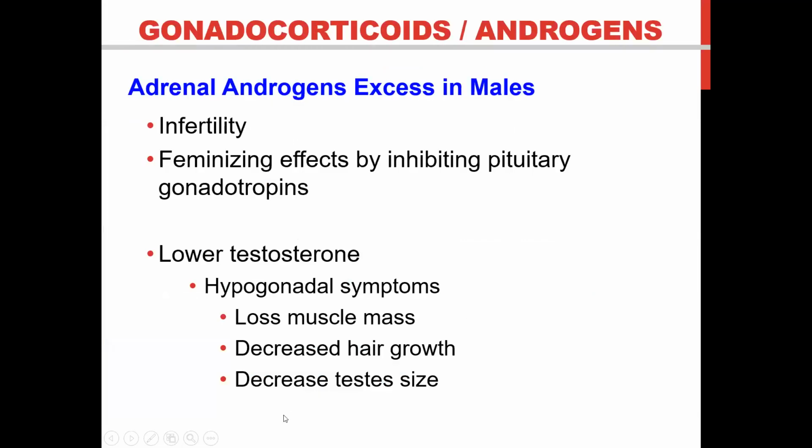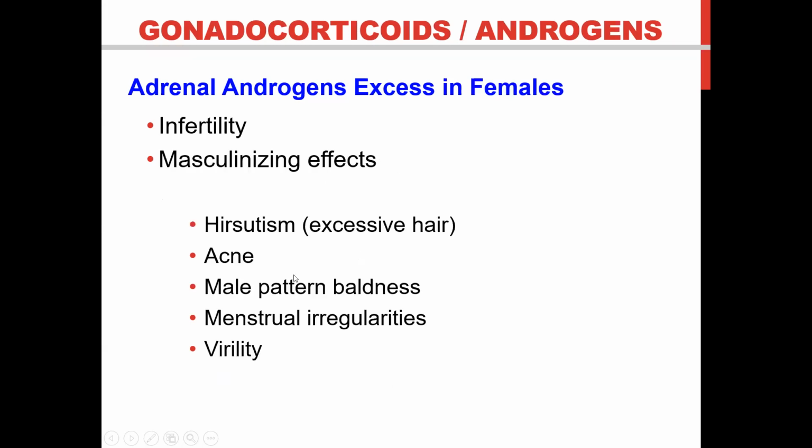And for the excess, there would be infertility, there would be feminizing effects by inhibiting pituitary gonadotropins, and this would also lower testosterone. If there are lower testosterone levels, there would be loss of muscle mass, decreased hair growth, and a decrease in testis size. And for adrenal androgen excess in females, there's also infertility and masculinizing effects.